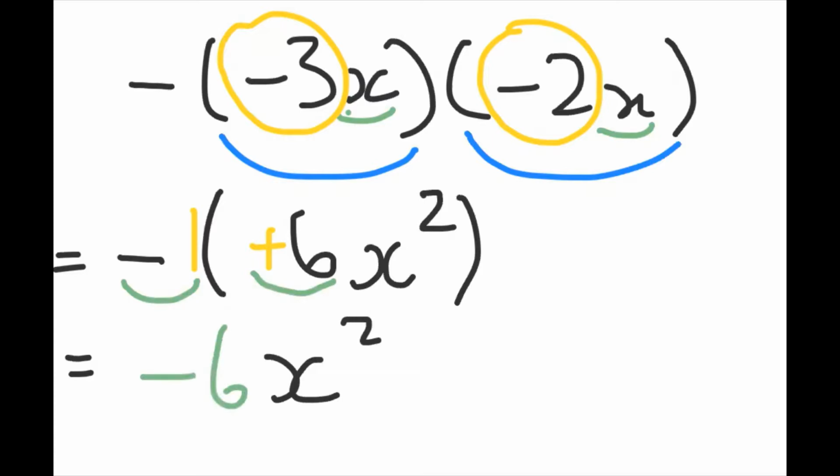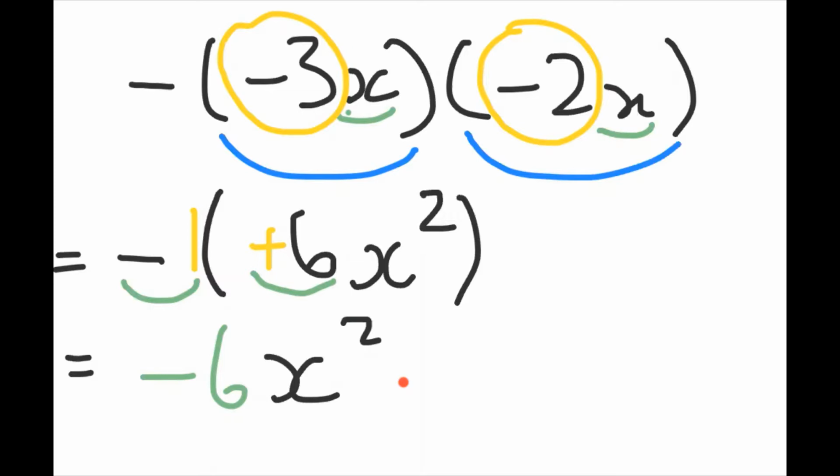So let's just double check again. We have x times x is x squared. Minus 3 times minus 2 gives us plus 6. And then we have to remove this bracket, and then it's minus and a minus is a plus. So then that's your answer. Just be very careful of the signs, the plusses and the minuses, because if you don't get that right, then your whole answer will be wrong. So just be very careful how you do that.